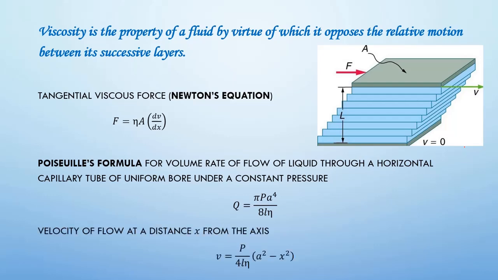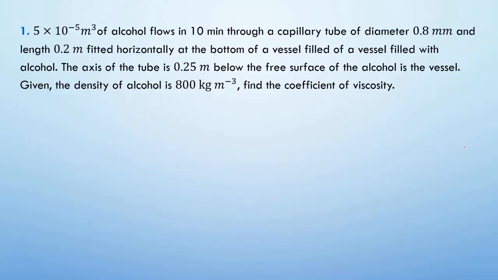We have seen that the velocity of flow at a distance x from the axis is given by v is equal to P by 4 L eta times (a square minus x square). And from this equation we can see that in a capillary tube there is maximum velocity through its axis and the velocity decreases as the distance from the axis increases and it is 0 at the walls. Let's look into the first question.